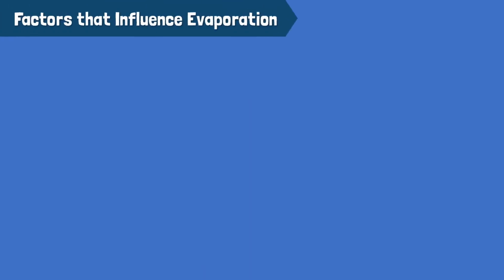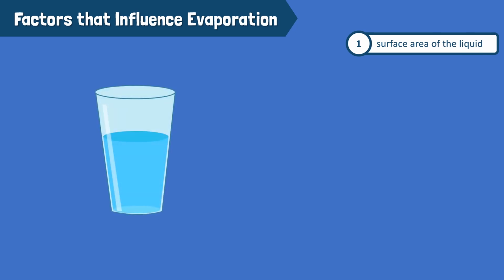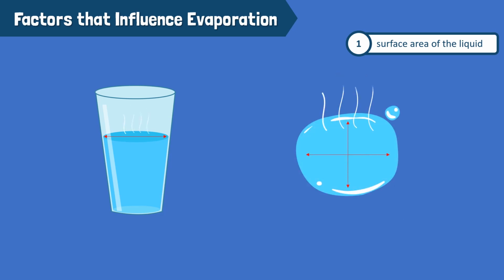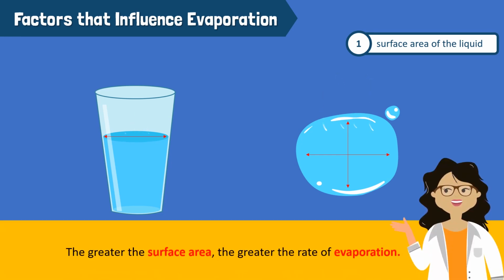There are a few factors that influence evaporation. There's the surface area of a liquid. In a glass, a very small surface area of the liquid is exposed to the air. So evaporation in the glass occurs very, very slowly. However, in a puddle of water, because there's a larger surface area, evaporation occurs quickly. The greater the surface area, the greater the rate of evaporation.